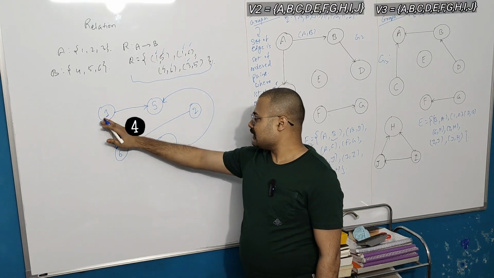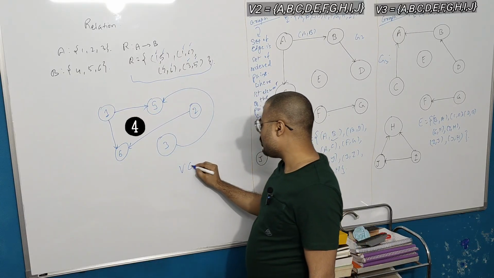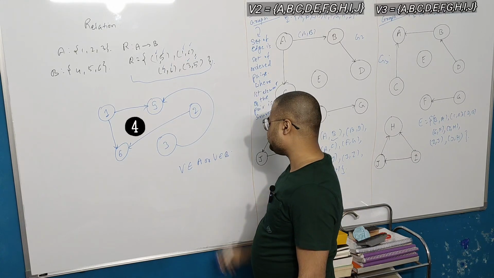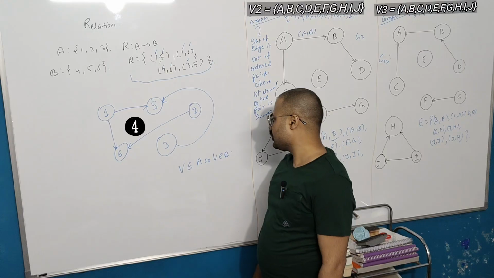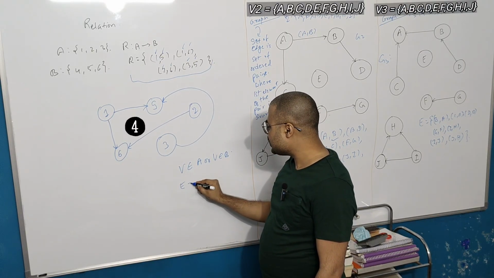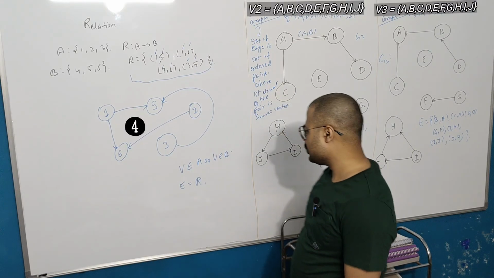So what are the vertices? Vertices are these elements, so vertices belong to A, or vertices may belong to B, and the edge set is what? The edge set is your relation.